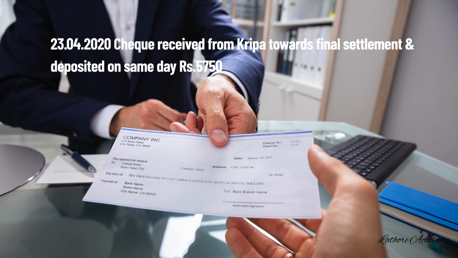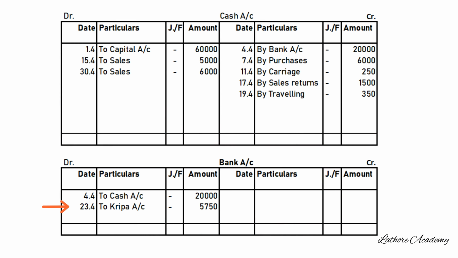Moving on to the next transaction, 23rd April, check received from Kripa towards final settlement and deposited on same day, 5,750 rupees. When we receive check from Kripa, bank account will increase and Kripa account will decrease. So bank account debited to Kripa account, we have to post it accordingly to Kripa's account 5,750 on the debit side of the bank account.